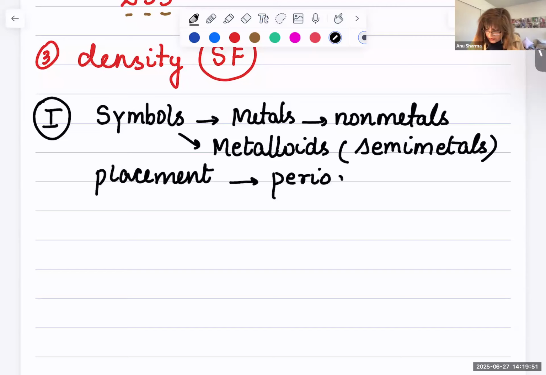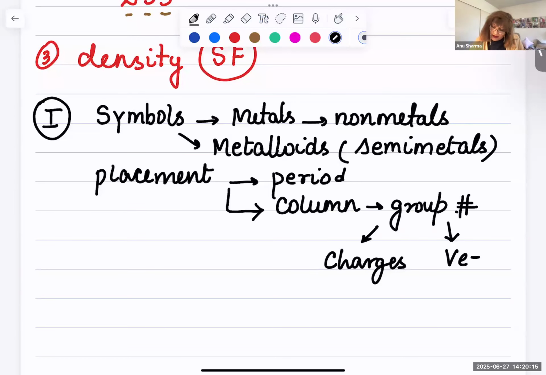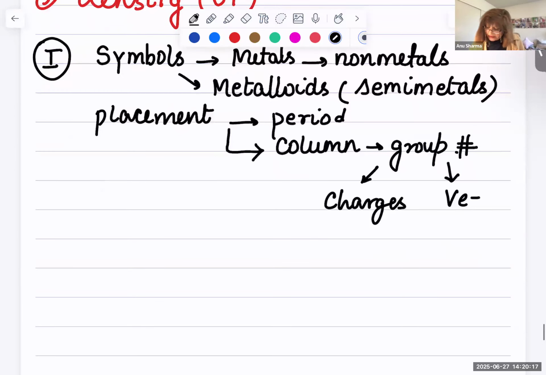Which period? Remember that after 4s is the 3D, even in the periodic table. And then the columns represent the group numbers. Just know the group numbers, and then based on the group numbers, know the charges. Very simple. We've been discussing that. And know the valence electrons also based on that. Okay. Then the general things are placement in the periodic table, and the groups in the periodic table.